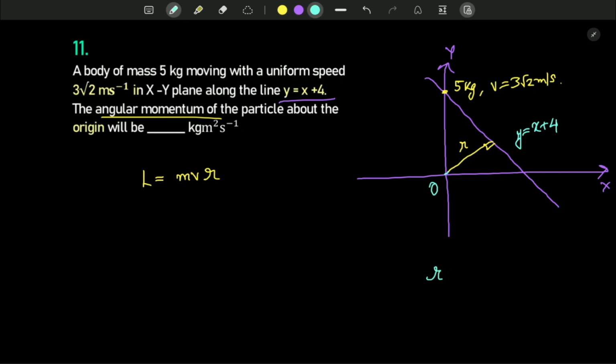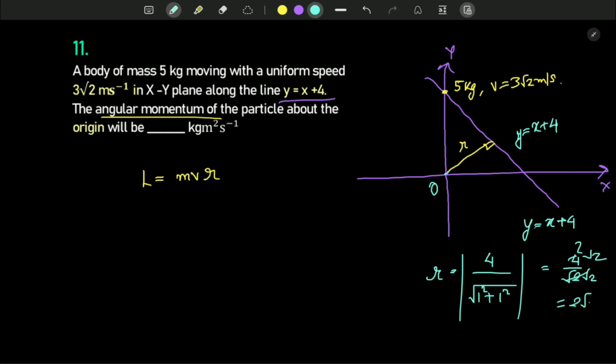So r will be, okay, the equation was y equals x plus 4. So from here I can say r equals modulus of 4 in the numerator, and in the denominator, root of coefficient of x square plus coefficient of y square. So this is 4 by root 2.